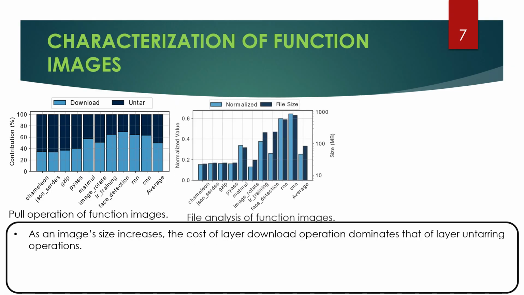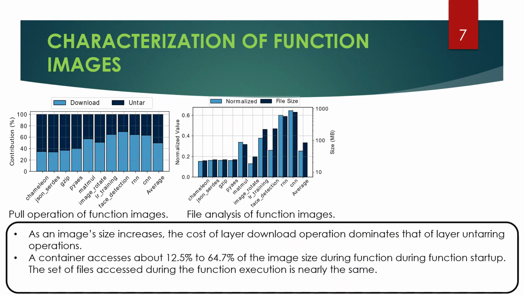Second, how much of an image is actually accessed by a function during execution? Our analysis shows that functions typically access only about 12.5% to 64.7% of the image during the startup phase. For example, in a face detection workload using OpenCV's Haar cascade classifier, when a function executes, it only accesses the files related to the classifier and the image pre-processing, while the remaining OpenCV components or features remain unused. So this observation motivates us to store only the required subset of files initially and fetch the remaining files on demand.